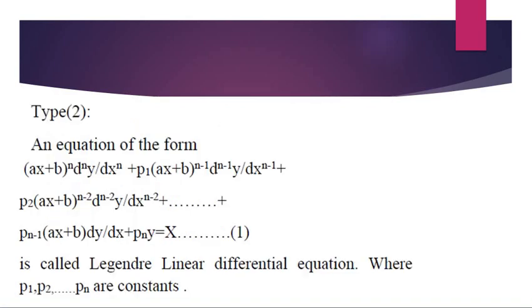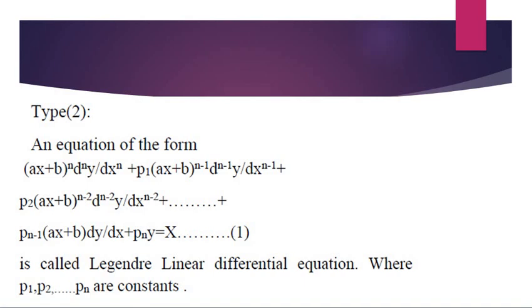Let us consider the second type of differential equation with variable coefficients, which is known as the Legendre linear differential equation. An equation of the form (ax plus b) power n d power n y by dx power n plus p1 (ax plus b) power n minus 1 d power n minus 1 y by dx power n minus 1 plus p2 (ax plus b) power n minus 2 d power n minus 2 y by dx power n minus 2 plus etc. plus pn minus 1 (ax plus b) dy by dx plus pn y is equal to X. This is called a Legendre linear differential equation, where X is a function of x only.